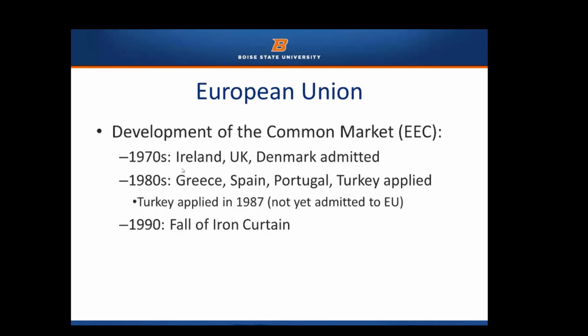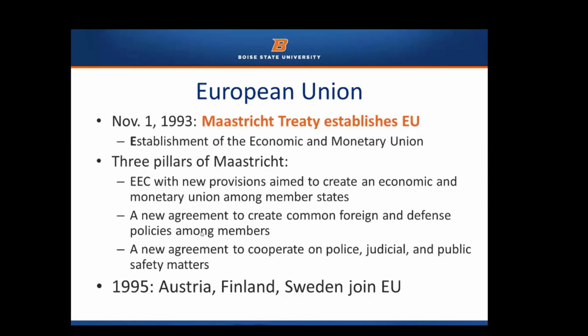So as the EEC developed, Ireland and the UK were finally admitted, and other countries in the 70s. In 1990, the Soviet Union fell, and 1993. So it was important because when the Iron Curtain fell, the distinction between East Germany and West Germany was no longer. So this was the time when we could unify Europe. And so the Maastricht Treaty formally established the European Union in 1993.